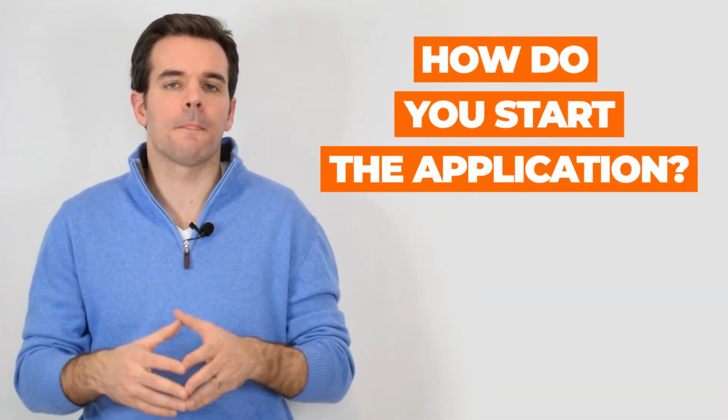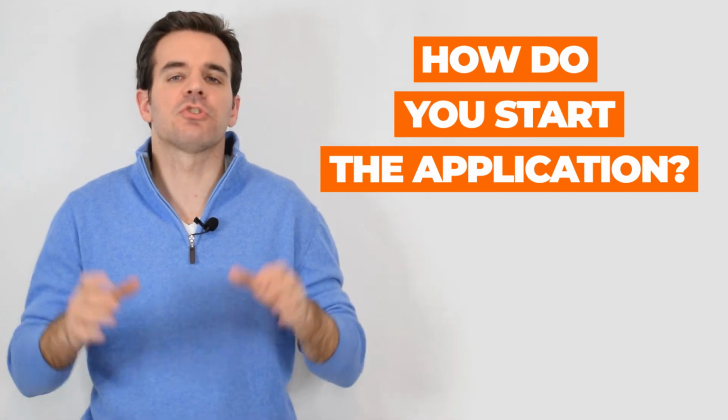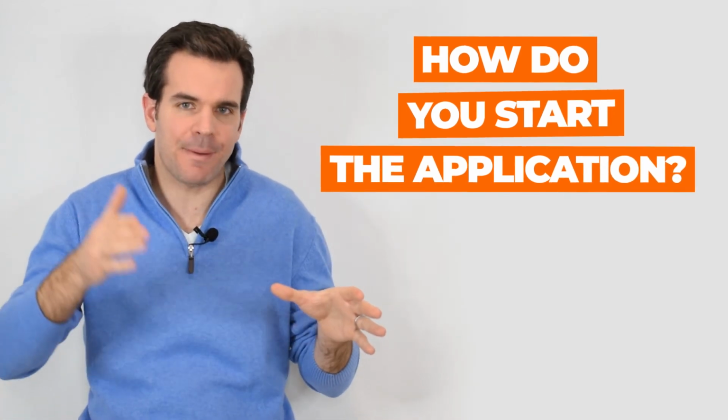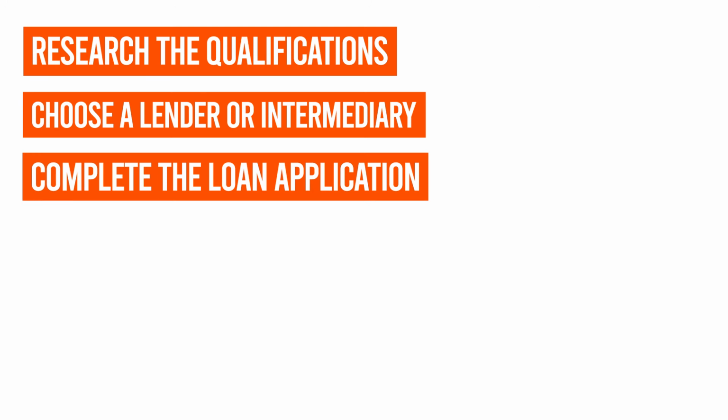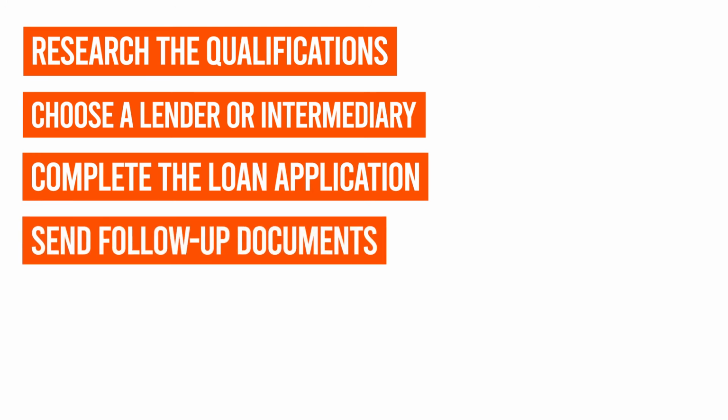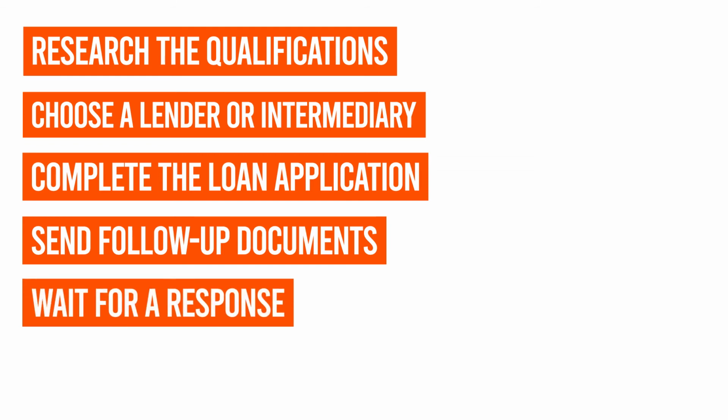So how would you start the application? Where do you go? How does this work? Here is the step-by-step you need to take into consideration to make it happen from point A to point C: research the qualifications, choose a lender or intermediary, complete the loan application, send follow-up documents, and wait until you get a response.